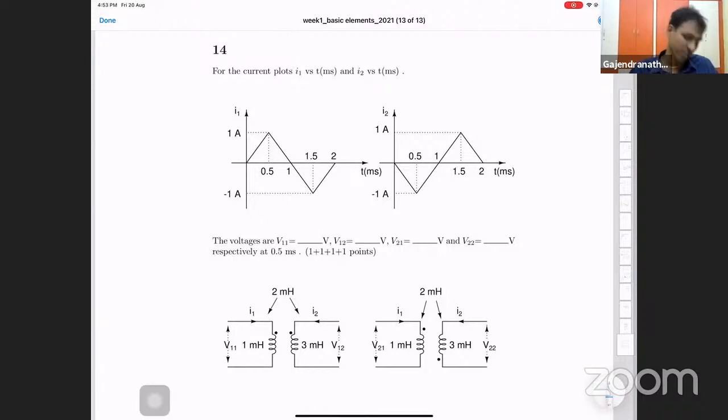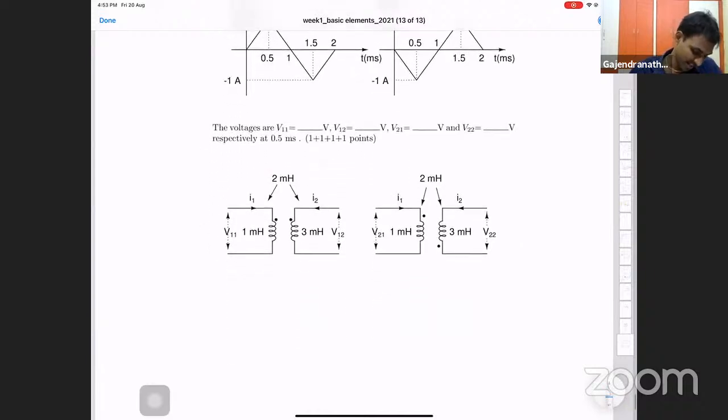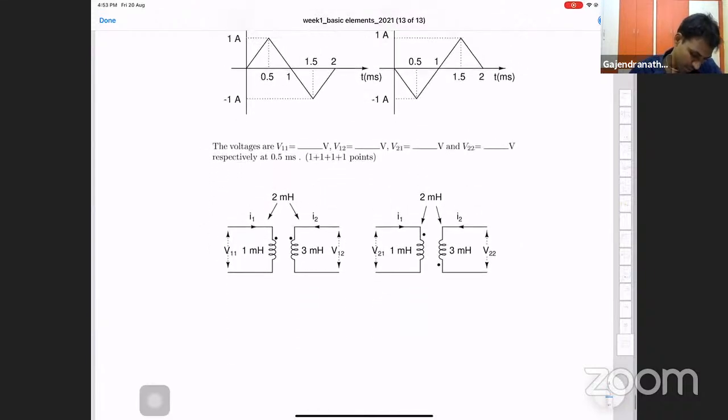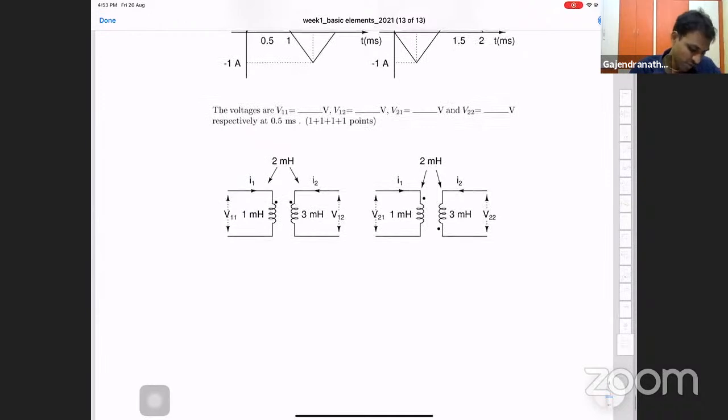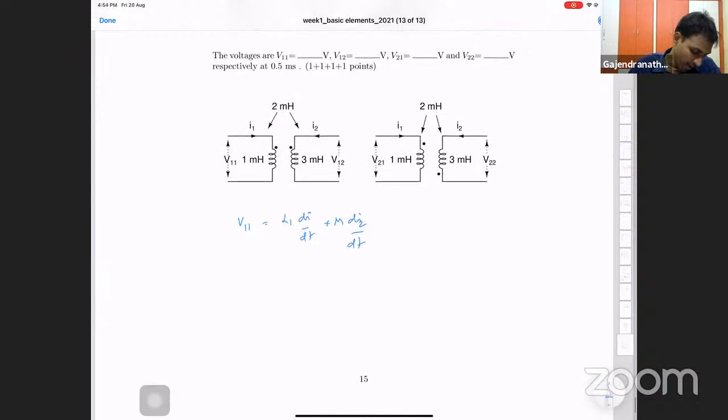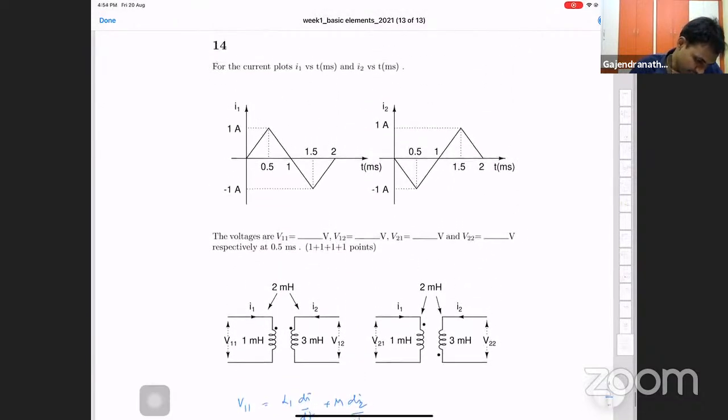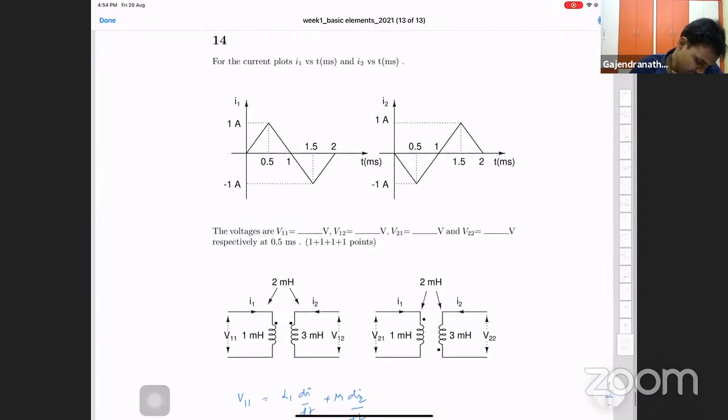To solve for V11, we have to know that there is a mutual inductance and a self-inductance, right? First, let's try to solve V11. V11 is the voltage in the first terminal. So V11 is equal to L1 di1 by dt plus M times di2 by dt. This is a basic formula. What is L1? 1 milli. di1 by dt, we are interested at what time? We are interested at 0.5 milliseconds.